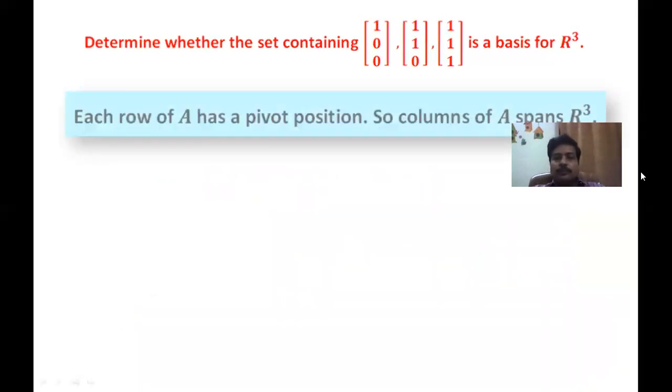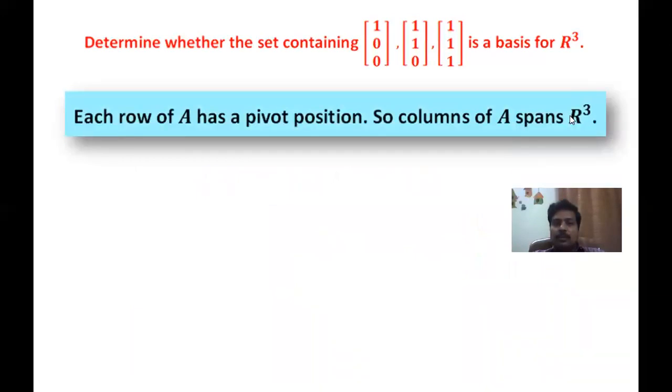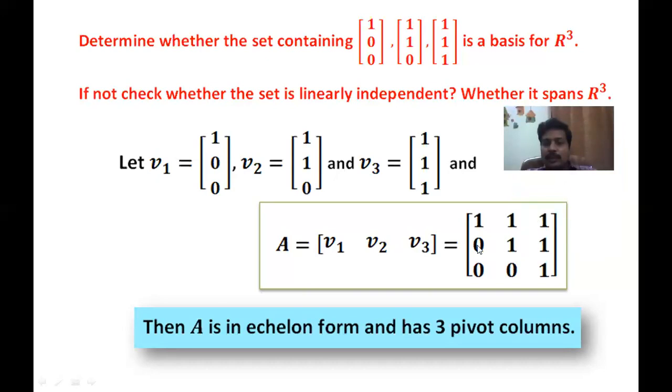So there are only three rows. All the rows contain a pivot position. So in the first row this is the pivot position, in the second row this is the pivot position, and in the third row this is the pivot position. If we look at it column wise, in the first column this is the pivot position, so this is the pivot column. In the second column this is the pivot position, so it is the pivot column. Similarly this one is the pivot position and this is the pivot column.